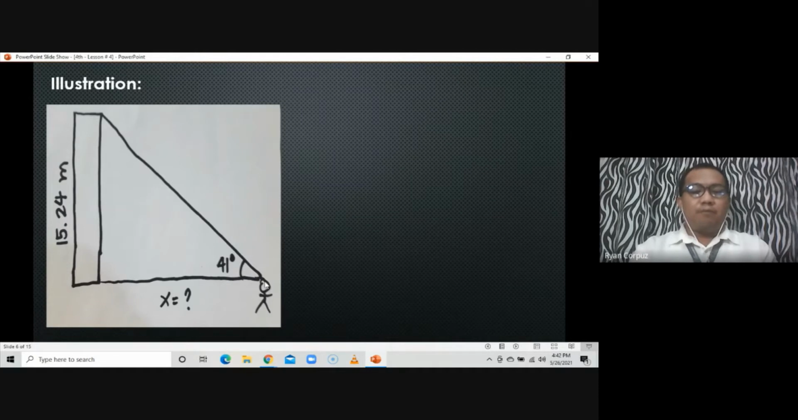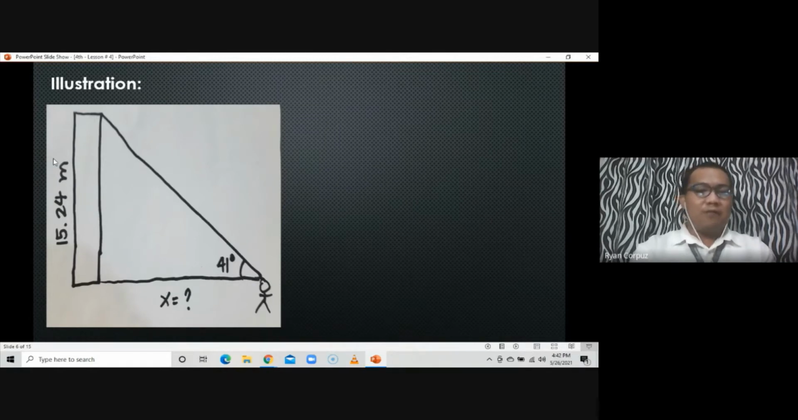And this observer, tinignan niya yung top of the tower. So ito ngayon yung from the eye of the observer, from the horizontal, this is the horizontal, then to the top of the tower, the angle of elevation daw is 41 degrees. So what we are looking for is how far is this observer from the base of the tower. So we are looking for the distance of that observer to the base of the tower. So we will mark that as x.